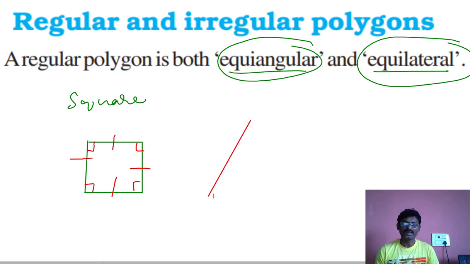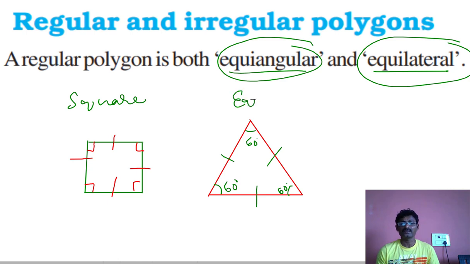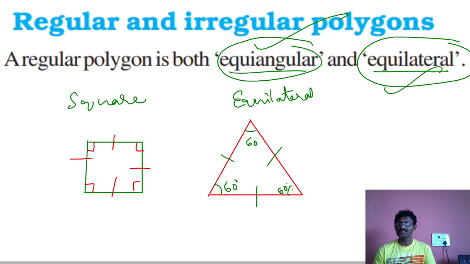Now let us take one equilateral triangle. In this equilateral triangle, we know that all the angles are 60 degrees, and all the sides are also equal. So here all the angles are 60 degrees, so equiangular. All the sides are equal, so it is equilateral. So it is a regular polygon. So in a polygon, if all the sides are equal and all the angles are equal, then it is said to be a regular polygon.